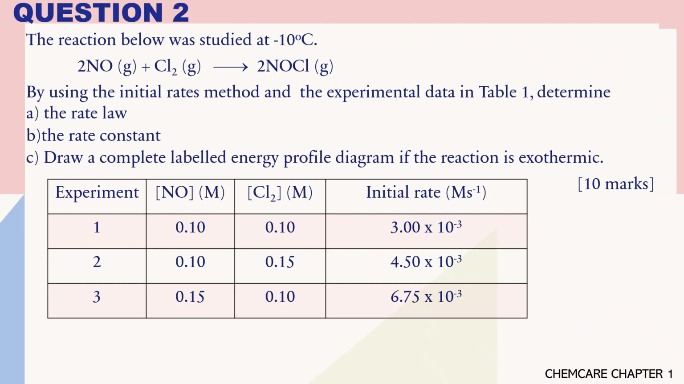Question number 2. The reaction below was studied at negative 10 degrees Celsius. 2 mole NO react with 1 mole Cl2 form 2 mole NOCl. By using the initial rates method and the experimental data in table 1, determine A, the rate law, B, the rate constant, and C, draw a complete labeled energy profile diagram if the reaction is exothermic. So the table given including experiment 1, 2, 3 data.